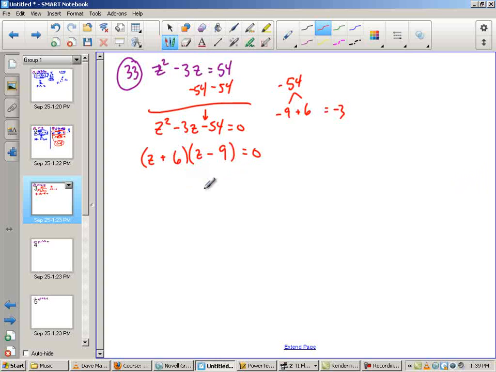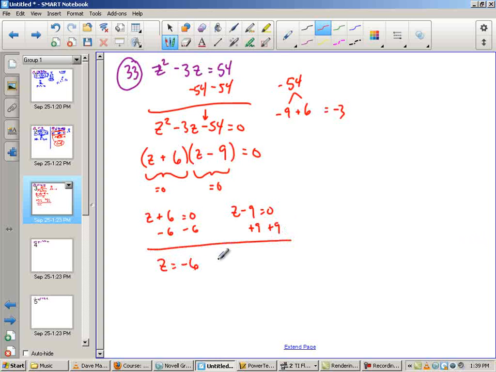Well, the question we really need to know is, what does that tell me about z? Let's imagine that this was equal to 0. If this equaled 0, would we care what was over here? Think about it. Whatever's here plus 0 or times 0 is 0. And the same thing over here. If this parenthesis equaled 0, I wouldn't have to worry about this one. So the way we do this is we set them up on their own equal to 0, and we solve for z. We get z equals negative 6 and 9.